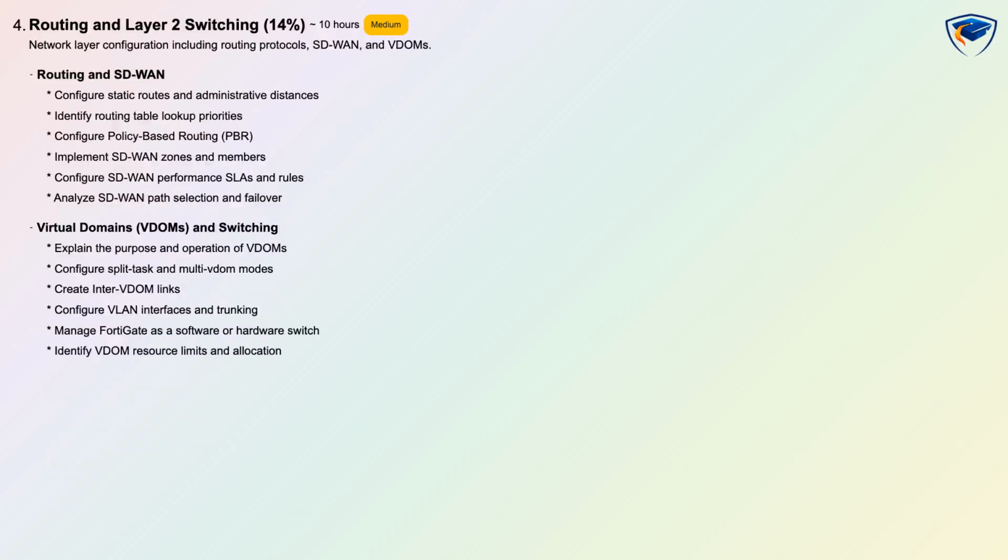Routing and layer 2 switching represents 14%, is medium difficulty, and suggests around 10 hours of hands-on and conceptual study covering routing protocols, SD-WAN, and VDOM operation. Key learning outcomes include configuring static routes and administrative distances, policy-based routing, implementing SD-WAN zones, performance SLAs, path selection, and failover analysis for resilient networks. You will also learn virtual domain purpose and configuration, split-task and multi-VDOM modes, inter-VDOM links, VLAN interfaces and trunking, switch versus software modes, and how to manage VDOM resource limits.